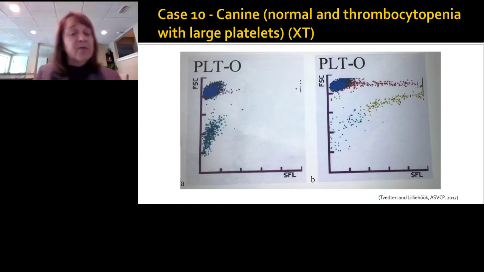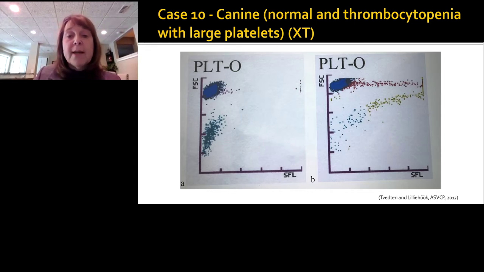are 2 different dog histograms, again, from an ASCVP presentation. The one on the left is a normal dog. We see good separation of red cell and platelets, okay, and we see pretty good size-wise population. This is a normal dog.